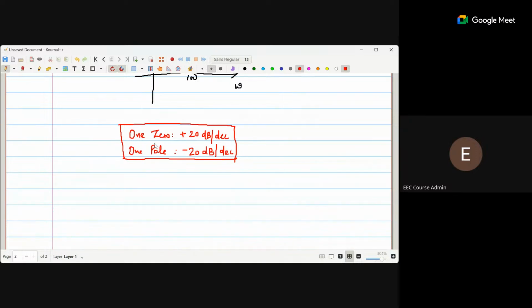So what was the example? Yeah, H of s is 2000 into s plus 0.5 by s into s plus 10 into s plus 50.